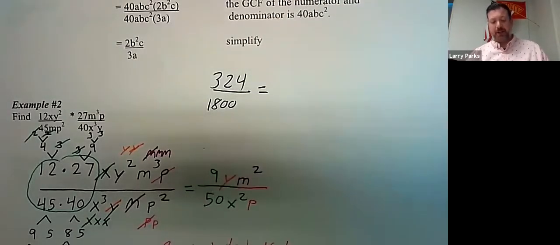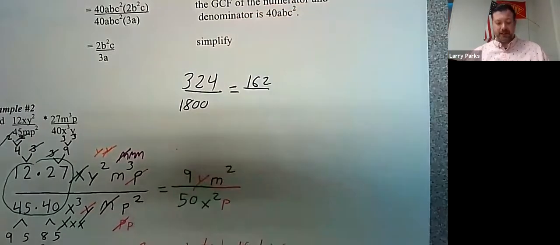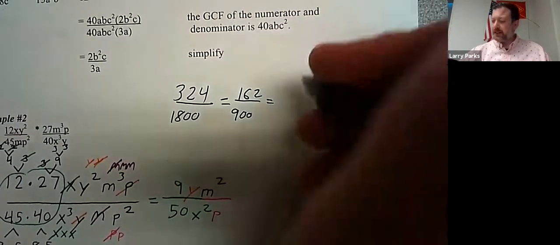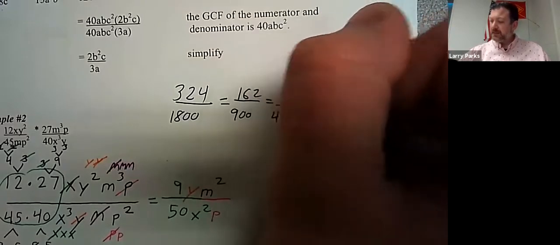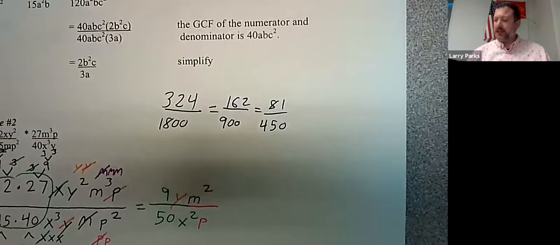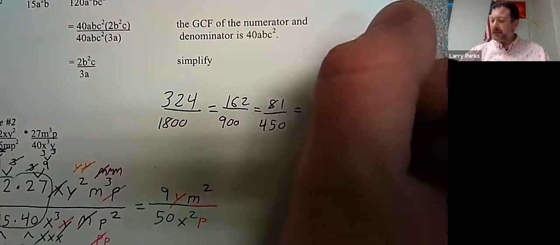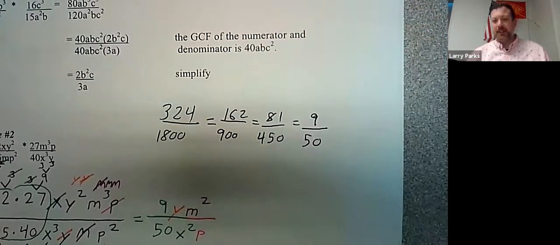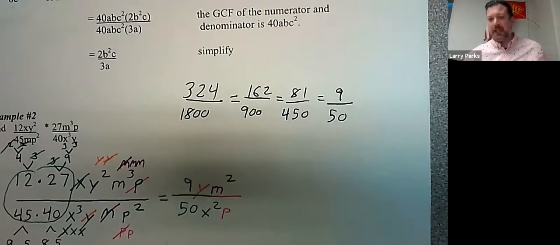So 324 divided by 2 is 162. 1800 divided, I can do that in my head, that's 900. But then both of those are even, so I divide those by 2. And then I see that 9 goes in 81 and 450. So I divide them both by 9. And I get 9 over 50. So that's another way to reduce the fraction. Same thing, 9 over 50.